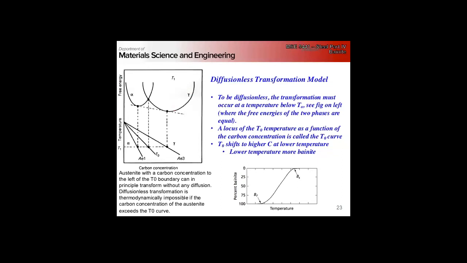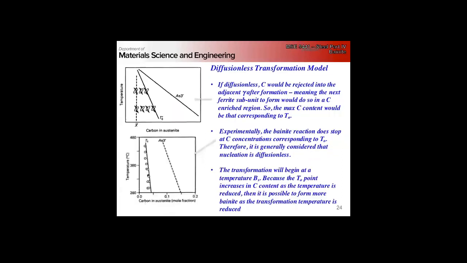If we're somewhere in between, we're going to eventually hit it and stop. And experimentally, what we should see then is that our carbon concentration in the austenite should all follow the T naught line.